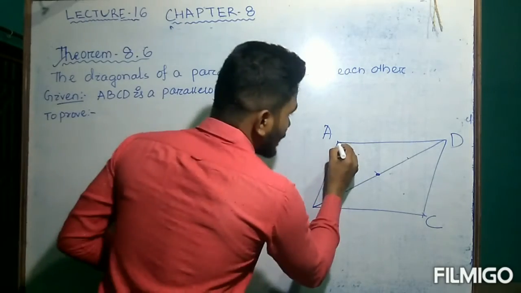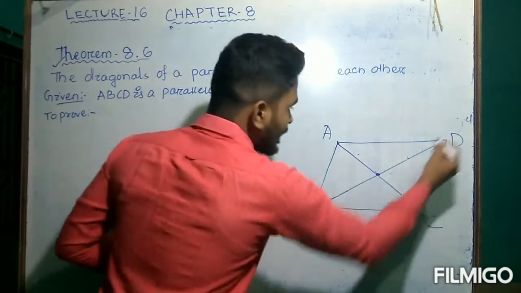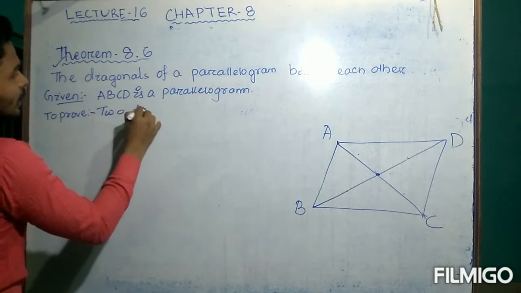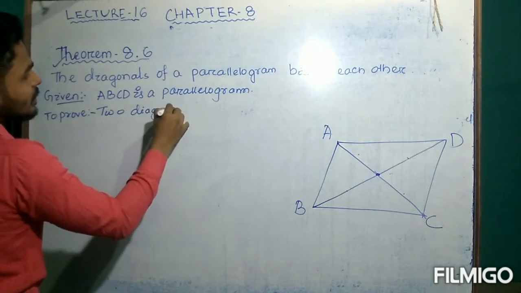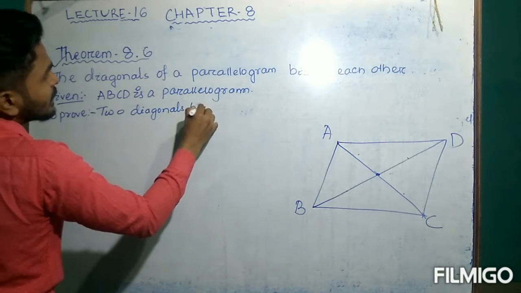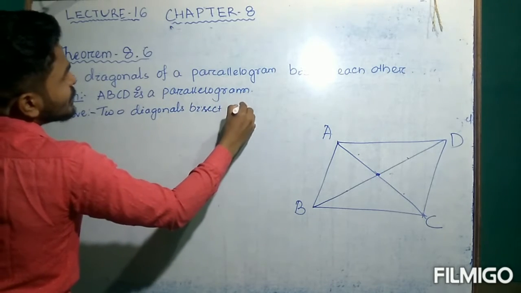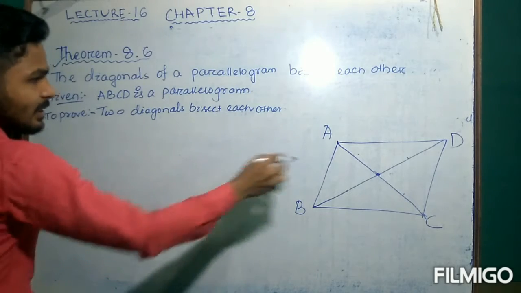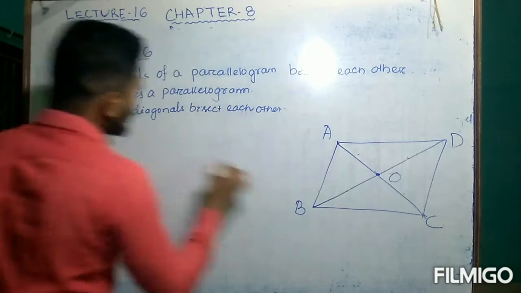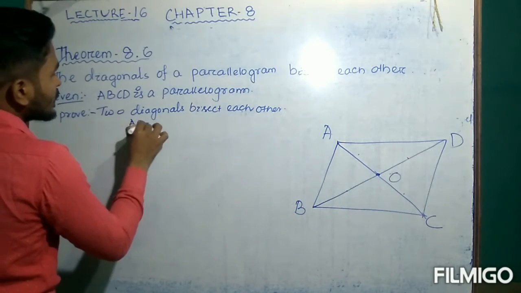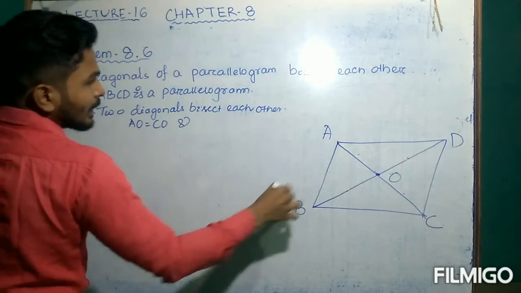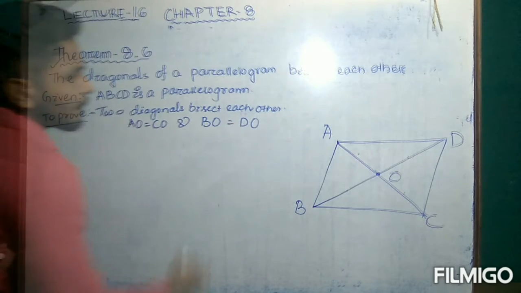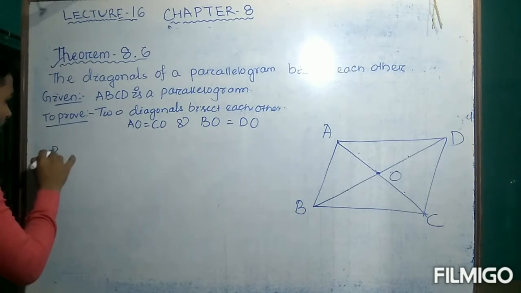It means if there are two diagonals AC and BD, we have to prove the two diagonals bisect each other. That means AO is equal to CO, and BO is equal to DO. Okay, so now let us prove.